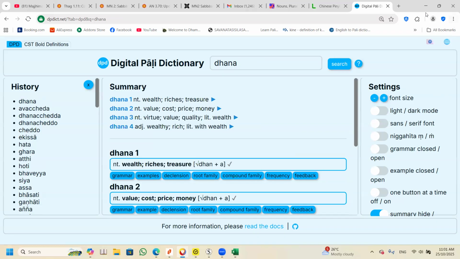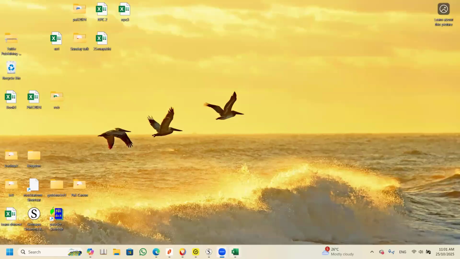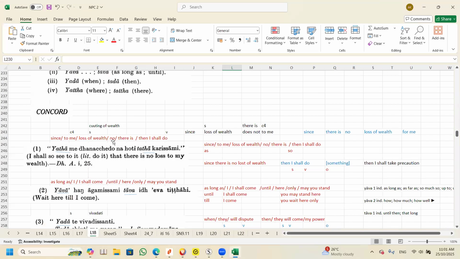So in this case, you should know this Dana as well. That means cut or end the wealth.